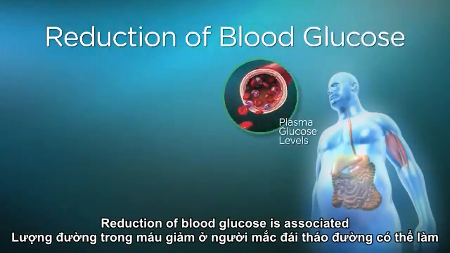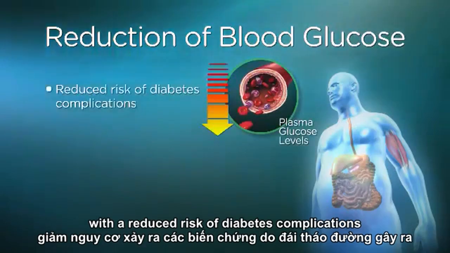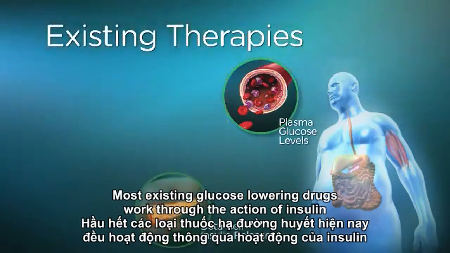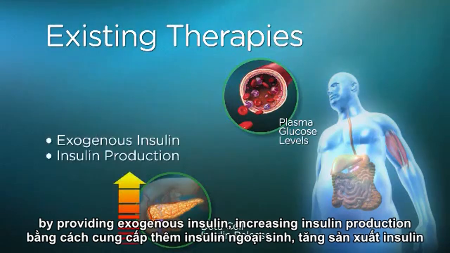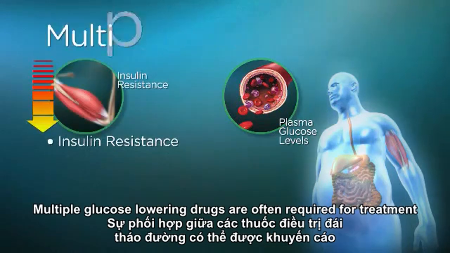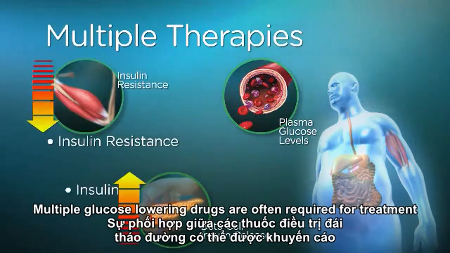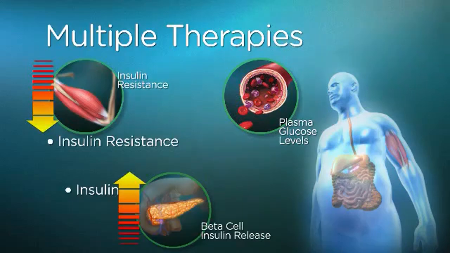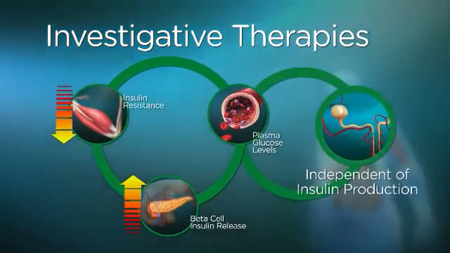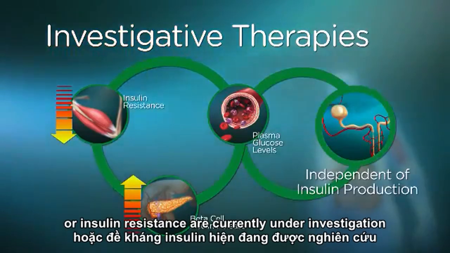Reduction of blood glucose is associated with a reduced risk of diabetes complications. Most existing glucose-lowering drugs work through the action of insulin by providing exogenous insulin, increasing insulin production, or reducing insulin resistance. Multiple glucose-lowering drugs are often required for treatment. Therapeutic options, which work independent of beta cell function or insulin resistance, are currently under investigation.